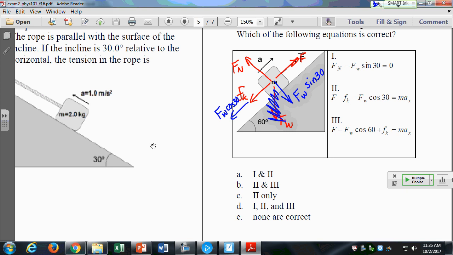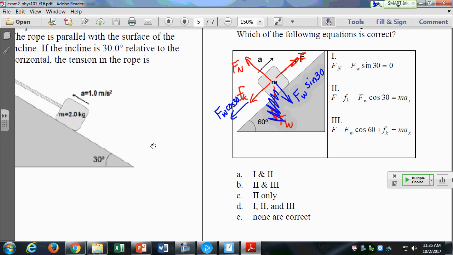Fn minus Fw sine 30, that's this force minus this force equals 0. So that one's okay. F minus Fk minus Fw cosine 30 equals max. Is that one okay? The second one? It is okay. Everything looks okay there.